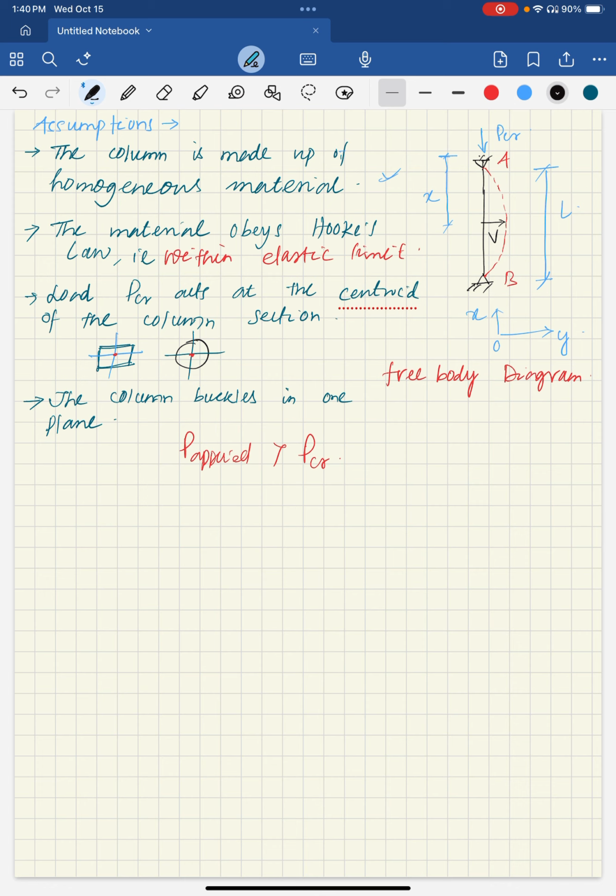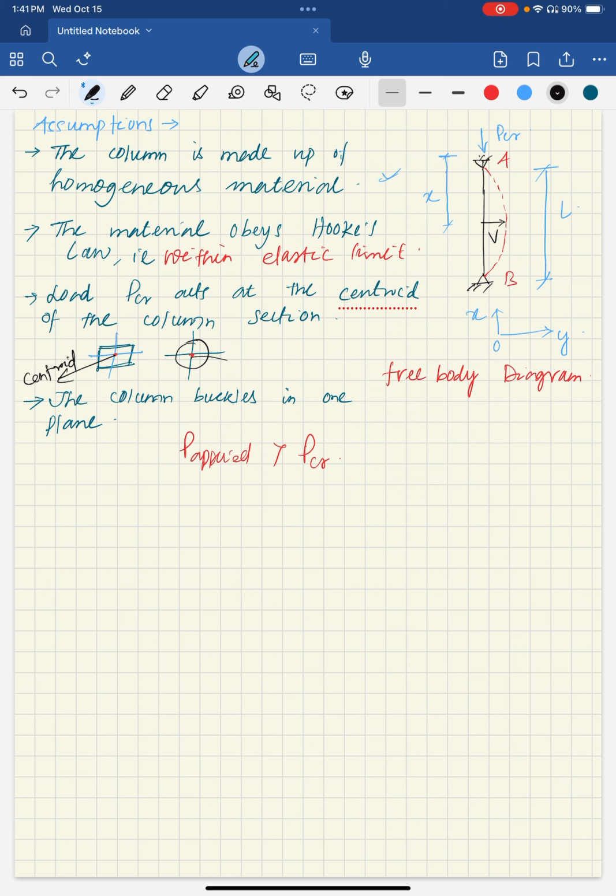So in this case, this is the red dotted line, the centroid. It means there should not be any eccentricity when the load acts on the column. It should always be acting at the centroid of the cross section. And then the column should only buckle in one plane. Once you satisfy all these assumptions, then only are you eligible to find an expression which is valid.